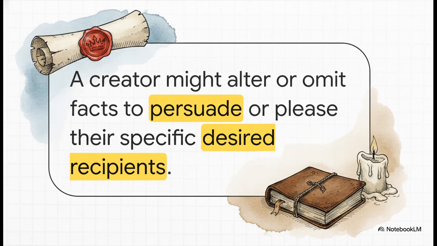A creator's intended audience acts as a limitation. A creator might, consciously or unconsciously, alter, exaggerate, or omit facts just to persuade or please the people they are writing for. Think about it. An official account written to the King of England is going to sound vastly different from a private diary entry written by a freezing soldier, even if they're describing the exact same day.